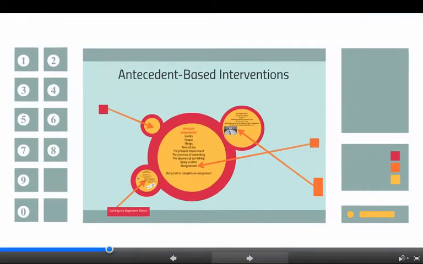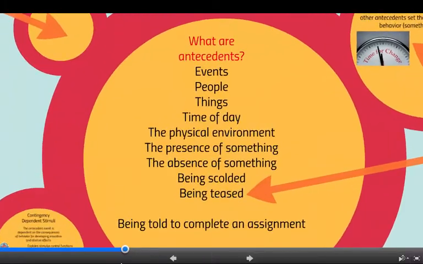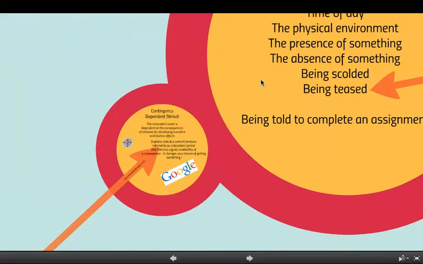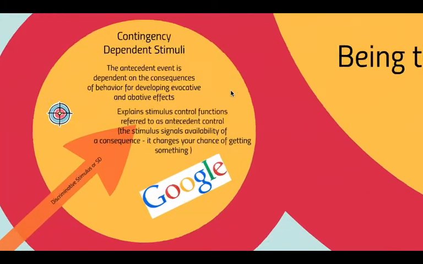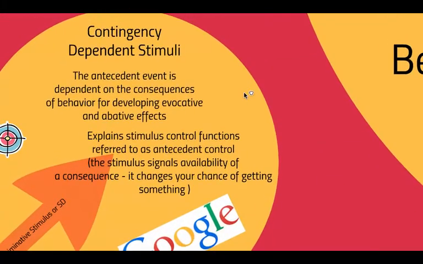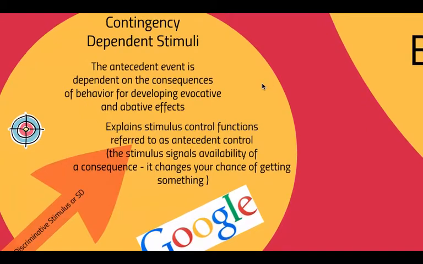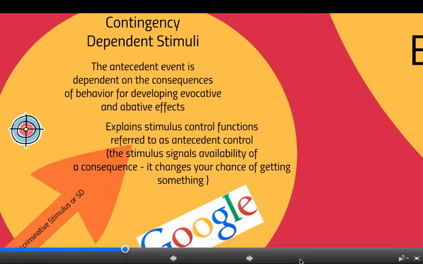So at this juncture, I want to go into more detail in terms of the antecedents, because there are some antecedents, for example, that will fall into the category referred to as contingency-dependent stimuli. So some antecedents will take on control over your behavior. And it will take on control over your behavior as a result of the consequences that have been arranged.